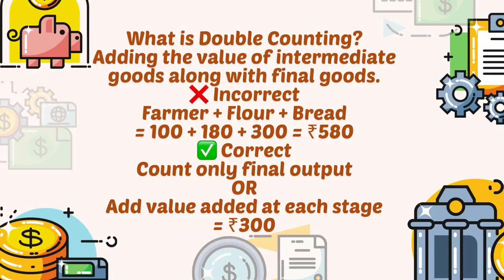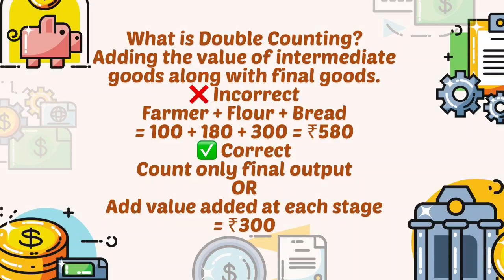Here's a simple real life analogy. Imagine you buy a pizza for 500 rupees. The pizza shop uses flour, cheese, vegetables and sauce to make it. If someone says the pizza is worth 500, the flour is worth 100, the cheese is worth 80 and the vegetables are worth 50, should we add all these things again? No, because those ingredients are already included in the pizza price. The same logic applies in economics.